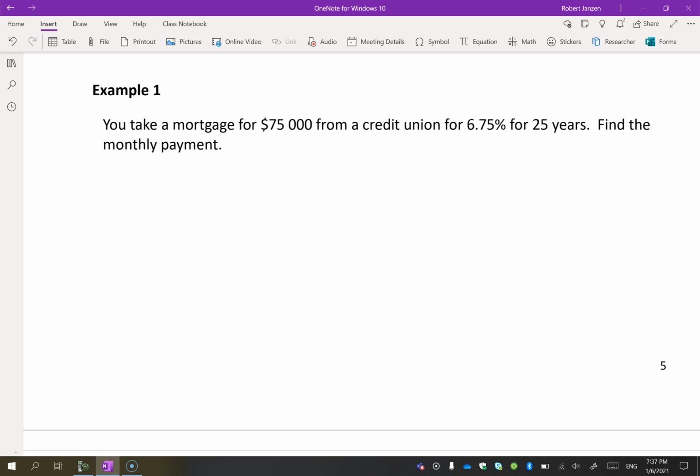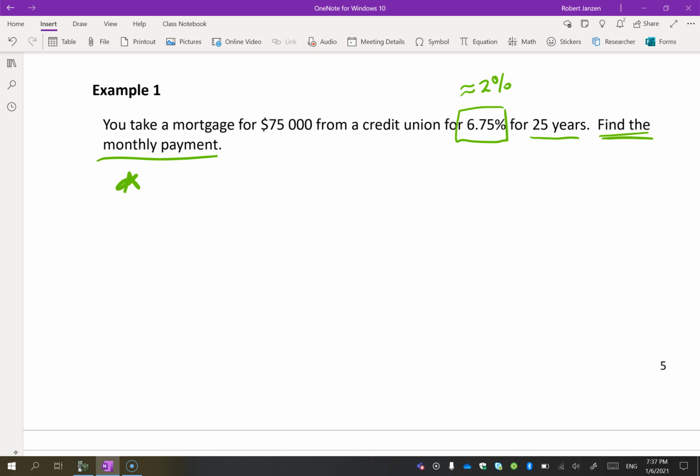Example 1. You take a mortgage for $75,000 from a credit union at 6.75% for 25 years. So amortized over 25 years. This is the interest rate. This is how much interest you're paying. That's a ridiculous number right now. If you go to a bank right now, you're probably going to pay about 2% interest. Bank rates are really low right now. So how do we do this? How do we find the monthly payment?